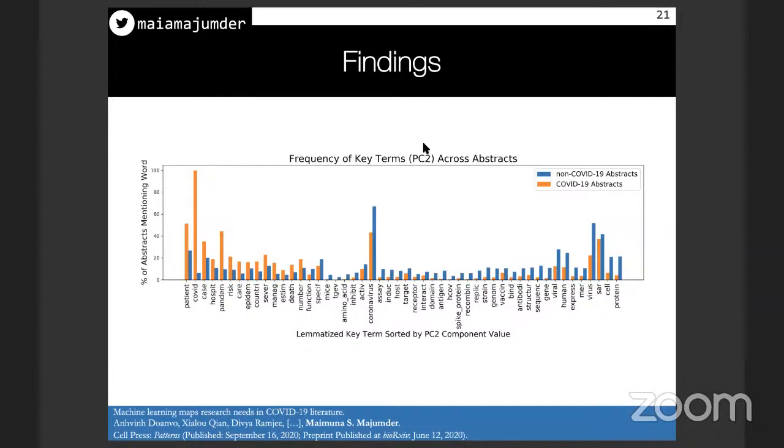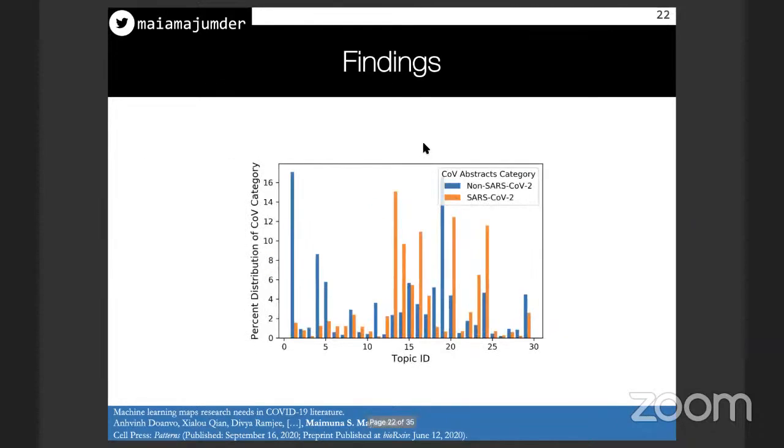Given that terms like protein and cell are more likely to appear in lab-based research, and terms like patient and case are more likely to appear in clinical modeling or field-based research, this suggests that lab-based research regarding COVID-19 may be underrepresented to date when compared to MERS and SARS.